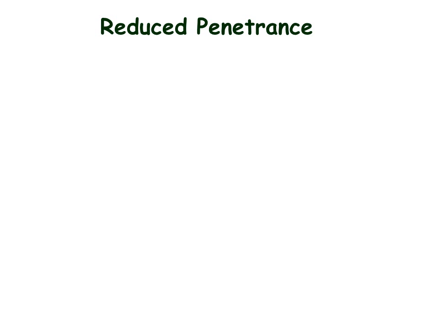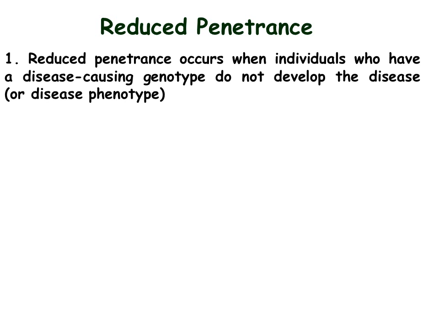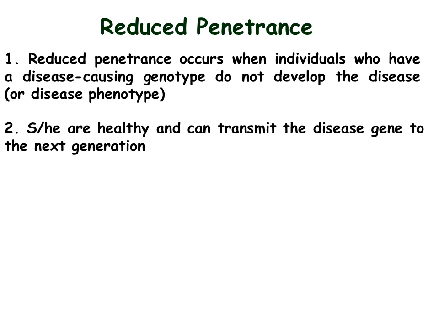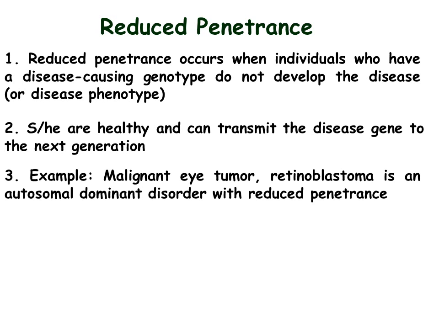Another factor that can complicate figuring out inheritance patterns is something known as reduced penetrance. It simply refers to individuals who have the disease-causing genotype. In other words, they have the mutated allele in their DNA, but they don't develop the disease, so they never get the phenotype, all right? They can be healthy, and however, they can transmit the disease gene to the next generation.